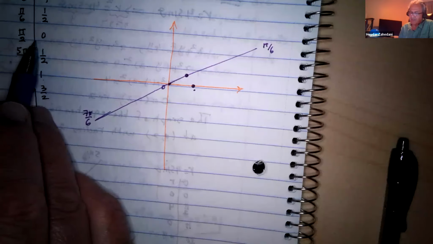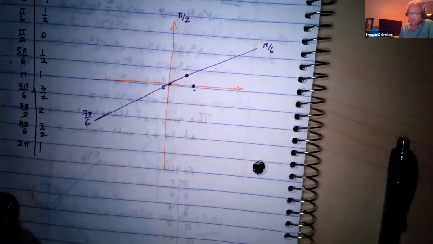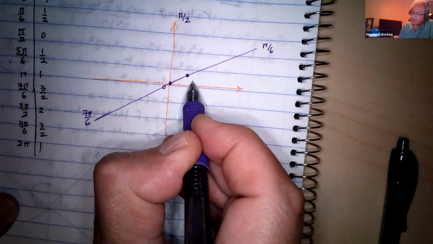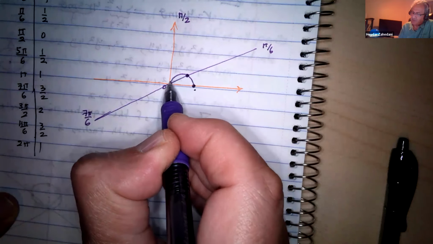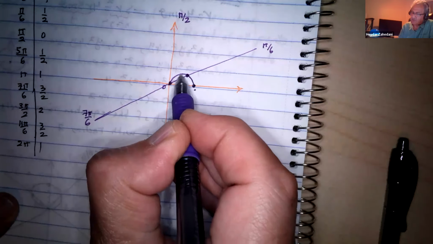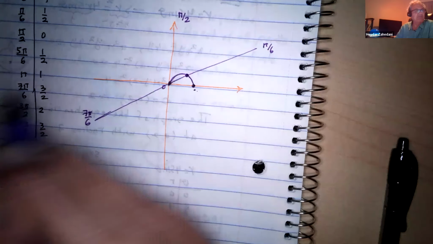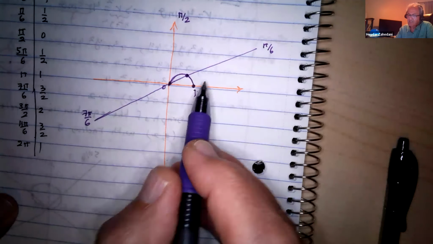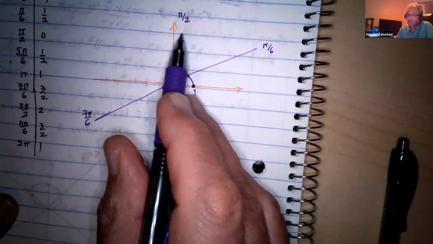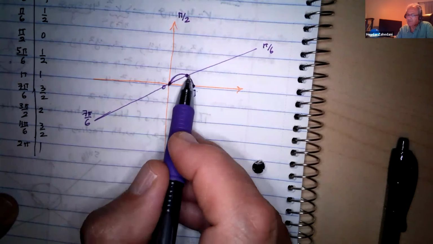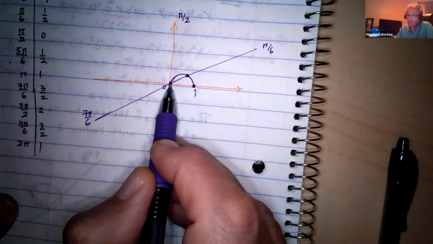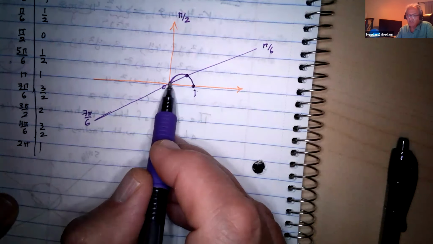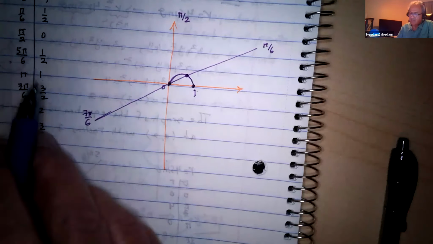Then we go to the pi over 2 and the 0. This is pi over 2. So pi over 2 and the 0 means you come back here. So this is going to be the graph of the function between 0 and pi over 2. At 0 it is equal to 1, then it gets back to 1/2, and as we get closer to pi over 2, you come back to 0 again.